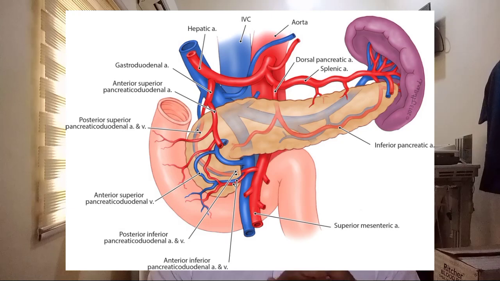Gastroduodenal artery arises as a branch from the common hepatic artery and descends inferiorly, and it marks the anterolateral border of the head of the pancreas.